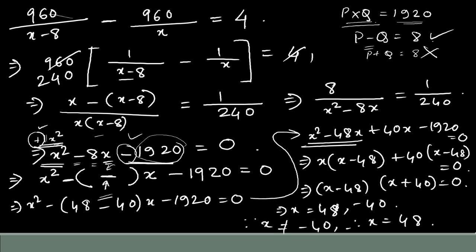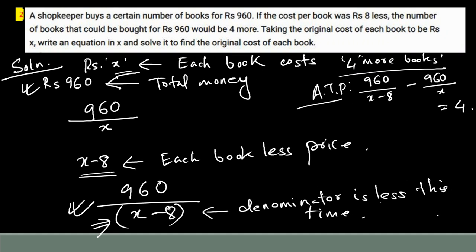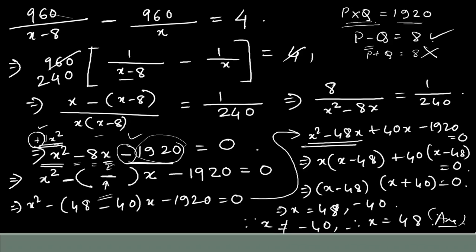And we have two options for x. If one cannot be there, then we have to choose the other value of x. That's our only option right now. So x is 48 in this case. Okay, so this is the answer. Just write a proper answer at the end. It asks to find the original cost of each book, which we found to be 48.